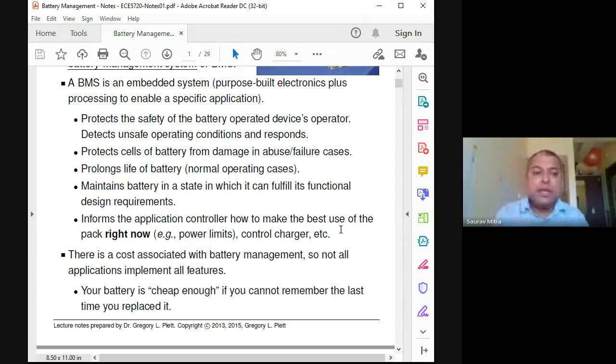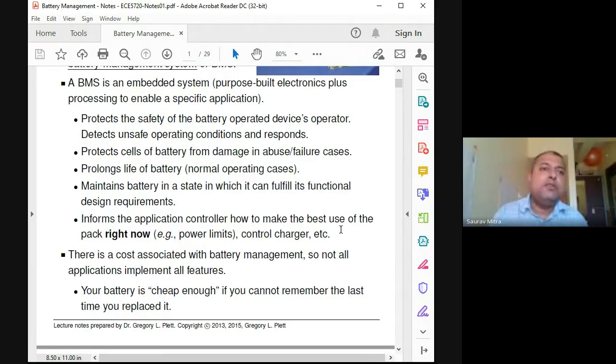That is too much cycling. Okay, so all the smart strategies have to be designed here. There's a cost associated with the battery management, so not all applications implement all features. Definitely for every vehicle we cannot apply all the strategies for efficiency enhancement, but for certain vehicles we can apply some strategy, because every vehicle has different agendas.